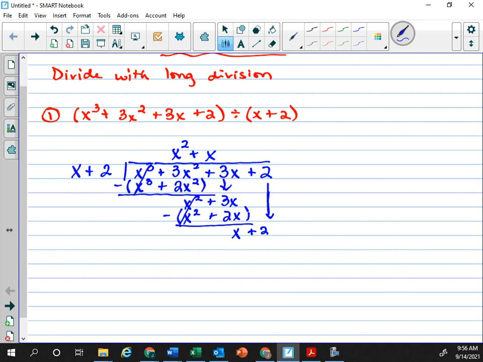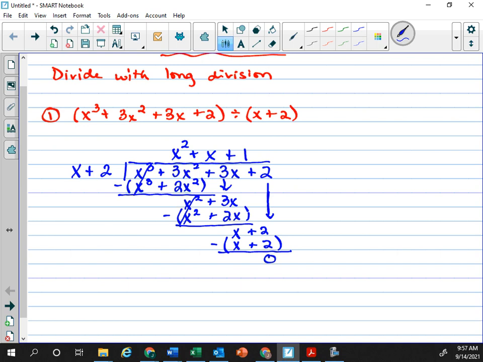What do I take x times to get x? 1. So I'm going to write plus 1 up here. You repeat the process again. So 1 times the x plus 2 is x plus 2. Parentheses, subtract. You get nothing, right? 2 minus 2, we're good.